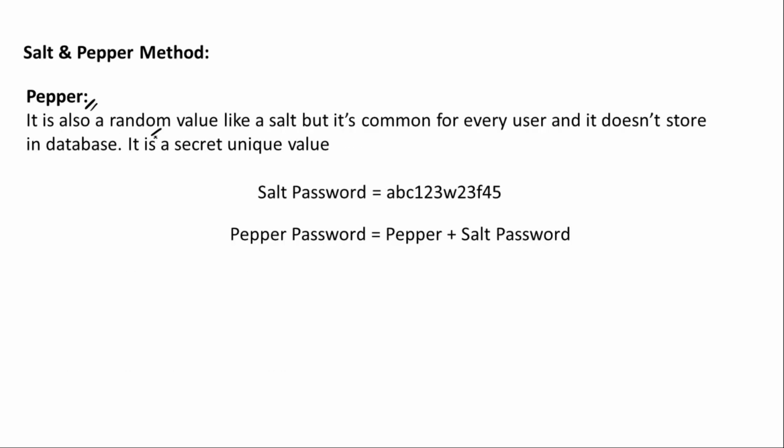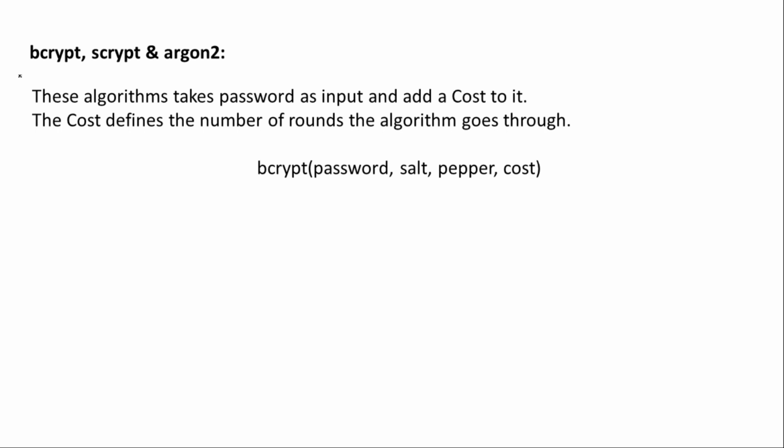It is also a random value like a salt, but it is common for every user and it isn't stored in the database. So we can say it's a secret unique value. So let's say this is your salted password, which is the combination of your password and salt. Now in this salted password, we will add a pepper, which is a secret unique value, and make it more complex. The next method to mitigate the attack is adding a cost using algorithms like bcrypt, scrypt and Argon2.